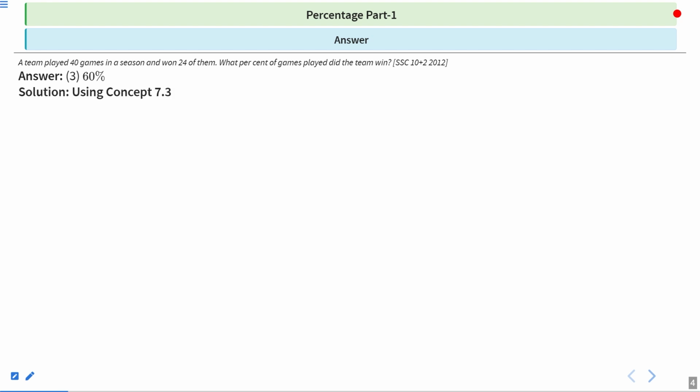Now see the detailed solution. Using concept 7.3 in this question, the required percentage will become, because we know that the total number of matches is 40 and the team won 24 matches. So when we convert into percentage, 24 upon 40 multiplied by 100, we get 60%. So the third option is the correct answer. Next one.